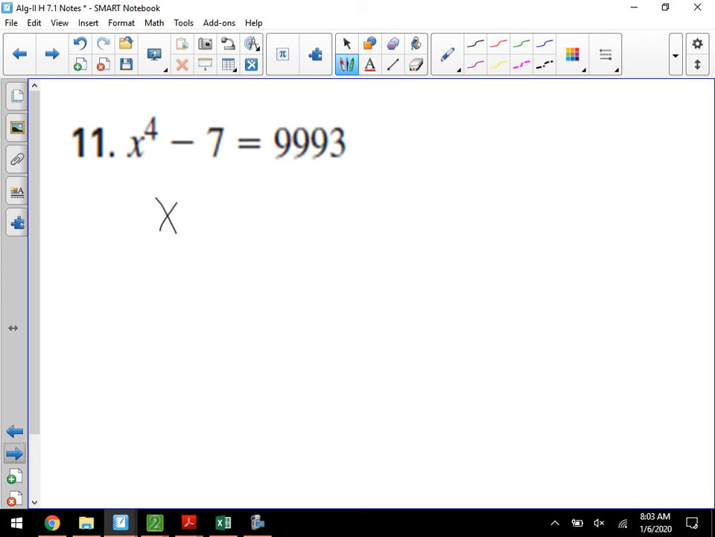Again, even though it's 10,000, well, how many zeros are there? 4 of them. So if I take the square root of that, that means I'd have how many zeros left? 2. And I take the square root of that. So you get x would equal plus or minus.